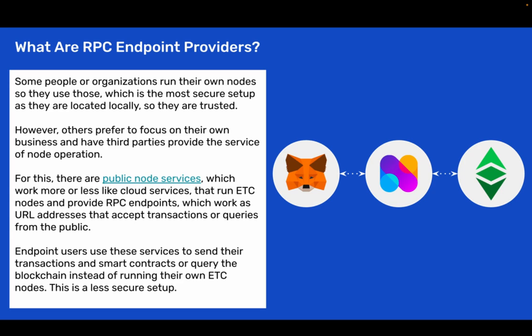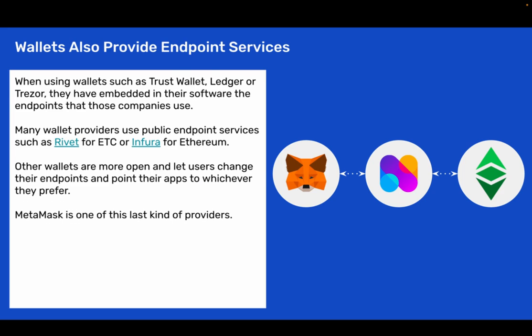However, others prefer to focus on their own business and have third parties provide the service of node operation. For this, there are public node services, which work more or less like cloud services that run ETC nodes and provide RPC endpoints, which work as URL addresses that accept transactions or queries from the public. Endpoint users use these services to send their transactions and smart contracts or query the blockchain instead of running their own ETC nodes. This is a less secure setup. Wallets also provide endpoint services.